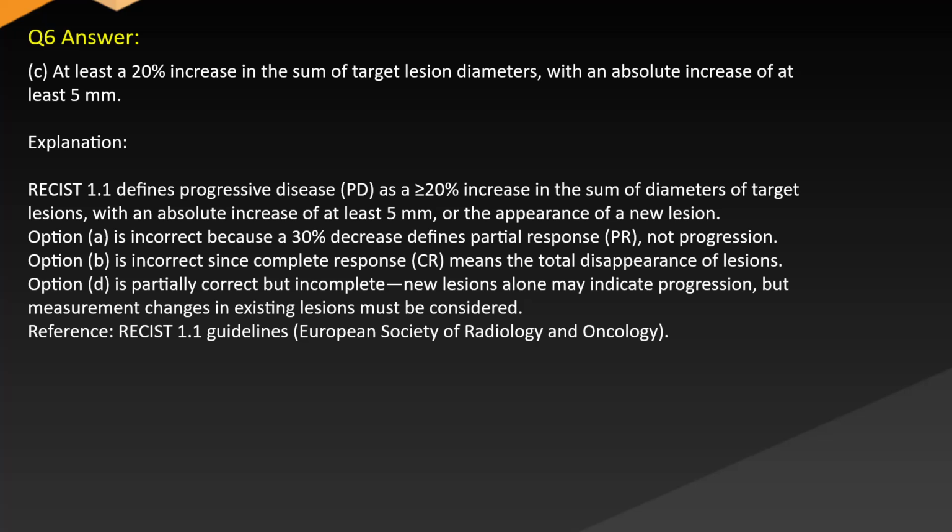least 5 mm. Explanation: RECIST 1.1 defines progressive disease, PD, as a 20% increase in the sum of diameters of target lesions with an absolute increase of at least 5 mm, or the appearance of new lesion. Option A is incorrect because a 30% decrease defines partial response, PR, not progression. Option B is incorrect since complete response, CR, means the total disappearance of lesions. Option D is partially correct but incomplete. New lesions alone may indicate progression, but measurement changes in existing lesions must be considered. Reference: RECIST 1.1 Guidelines, European Society of Radiology and Oncology.